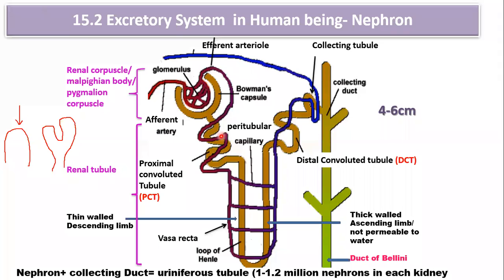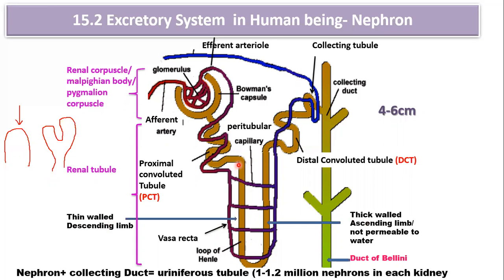Now that proximal convoluted tubule opens into the U-shaped tube known as Henle's loop. Henle's loop is represented by the descending limb, which is thin walled, and the ascending limb, which is thick walled, and both are joined by the U loop. This entire structure is known as Henle's loop.